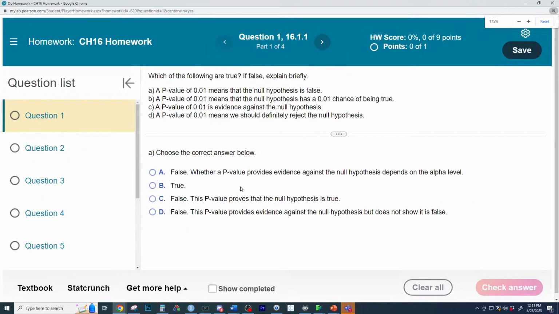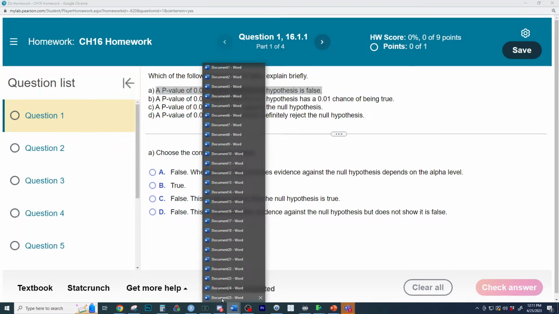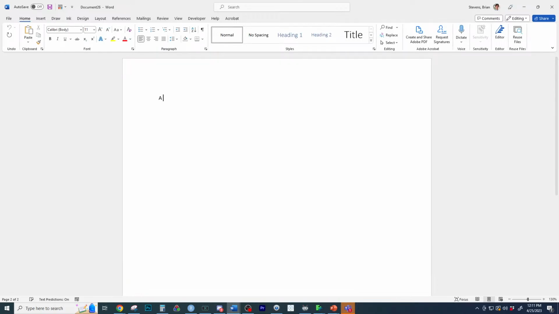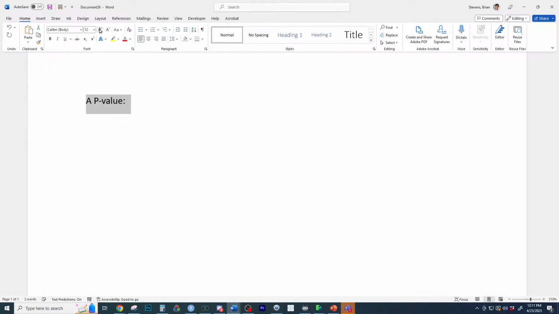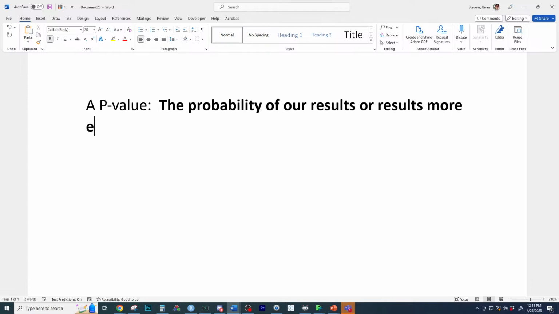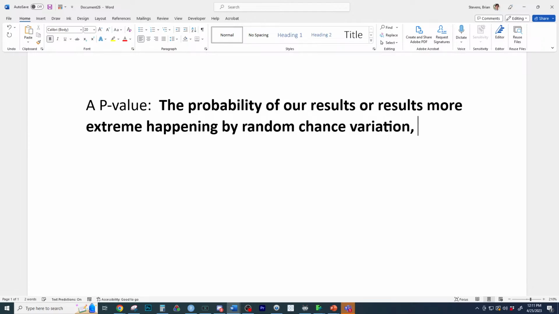So these can be really tricky. These are really tricky questions. They're very exact. So what is a p-value? Well, first off, let's try to understand what a p-value is. A p-value is, and let's zoom in on this a little bit here, the probability of our results or results more extreme happening by random chance variation given the null is true.